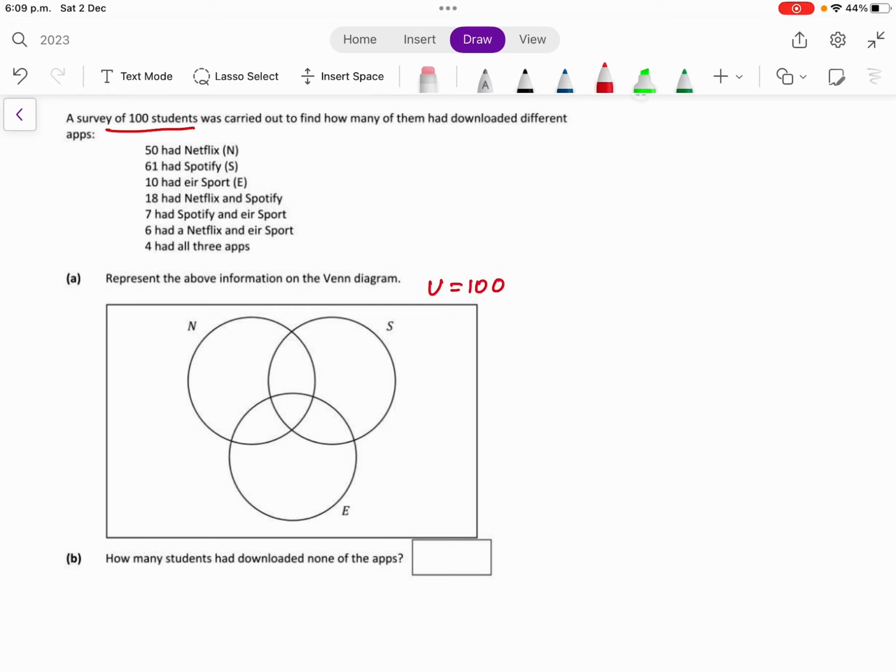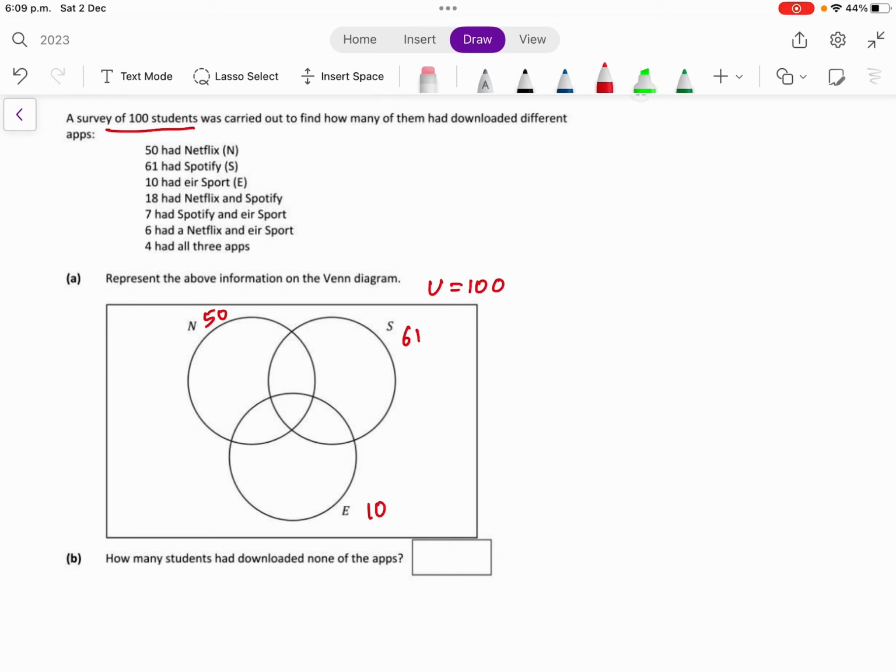Then 50 has Netflix, so here I will write 50. 61 has Spotify, so here I will write 61, and 10 had Earsport, so it is like 10. Then 18 had Netflix and Spotify. So these three I have completed, so I'll put a tick here. Okay. 18 has Netflix and Spotify. 7 has Spotify and Air. 6 has Netflix and Air. And 4 had all the three apps.